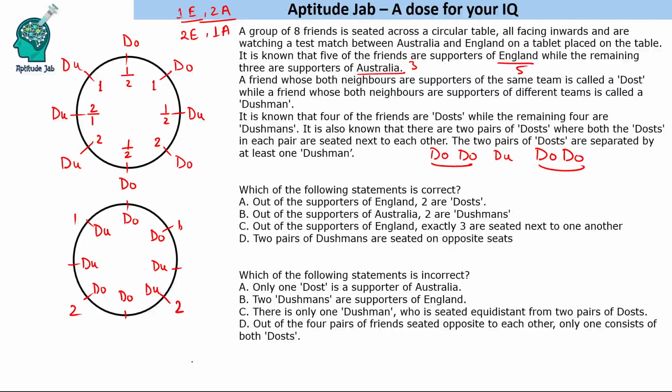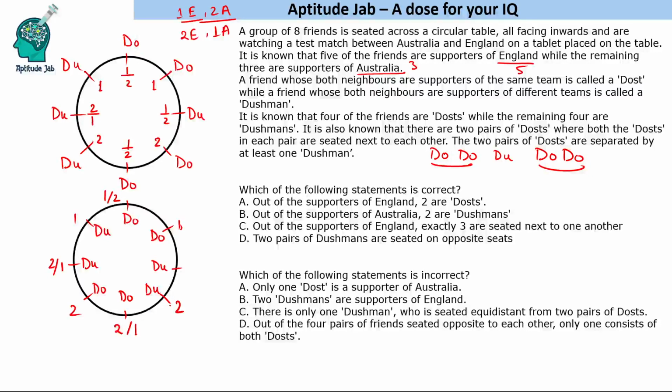Now let us make two cases in this case also, right? So if I take this person as dushman, so these two will support different teams. So if it supports 1, it will support 2 and vice versa. Now this person is dost, so these two will support the same team. So if it supports 2, this will also support 2. If it supports 1, it will also support 1.